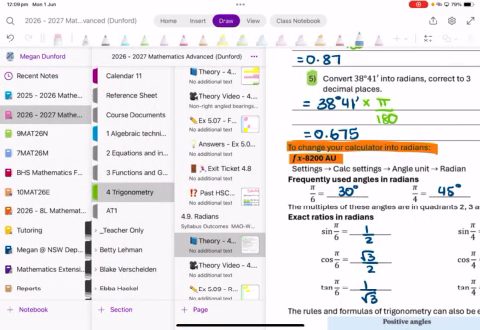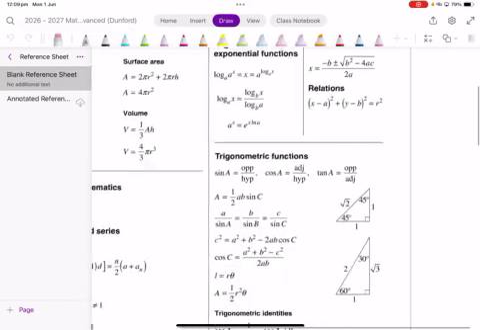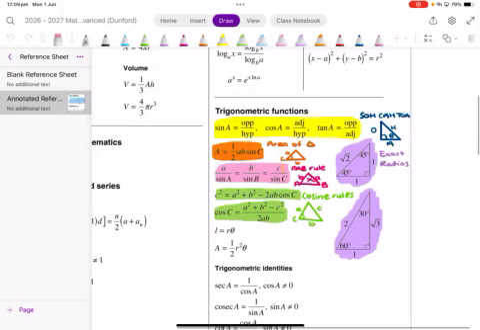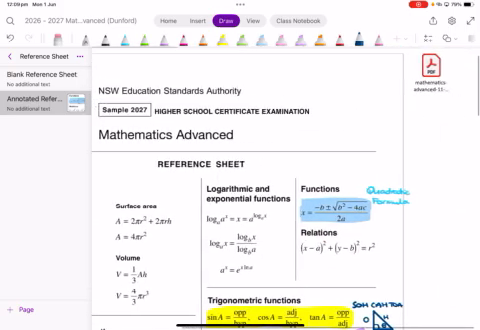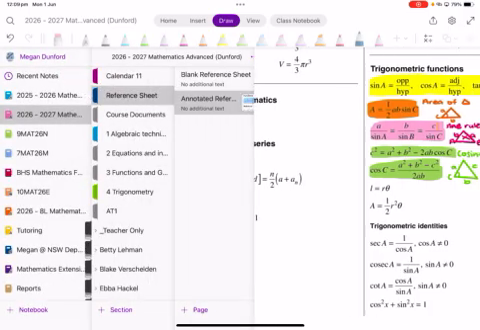Okay, so we can get our reference sheet and we can look at our triangles. I'll go to the annotated version. We can look at our triangles and we can write on there that 45 degrees is really pi on 4, 30 degrees is pi on 6, and 60 degrees is pi on 3. Okay, and that's how I was getting the answers to those ratios.